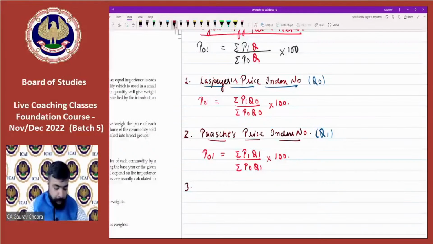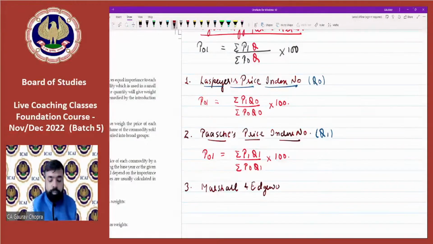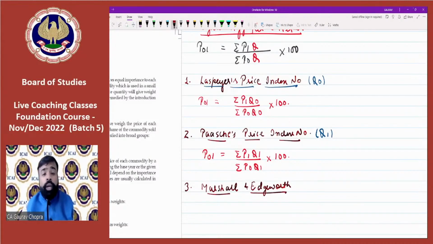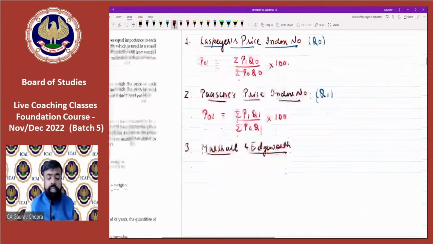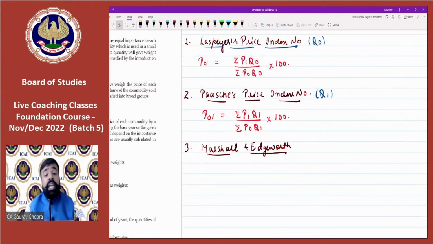Then comes Marshall and Edgeworth. The third formula is Marshall and Edgeworth. अब Marshall and Edgeworth ने क्या सोचा? अब ये दोनों आए and they thought like base year quantity was taken by Laspeyres, current year quantity was taken by Paasche. Then they thought we can take average quantity as the base.